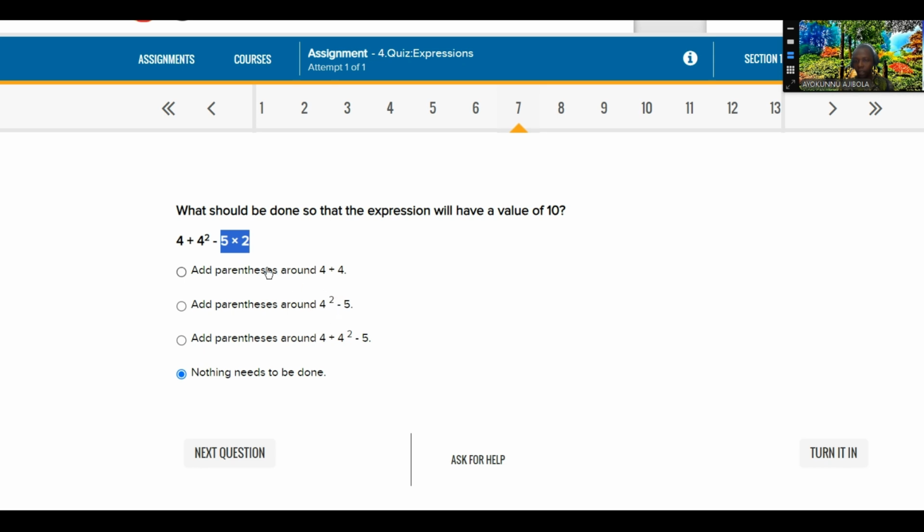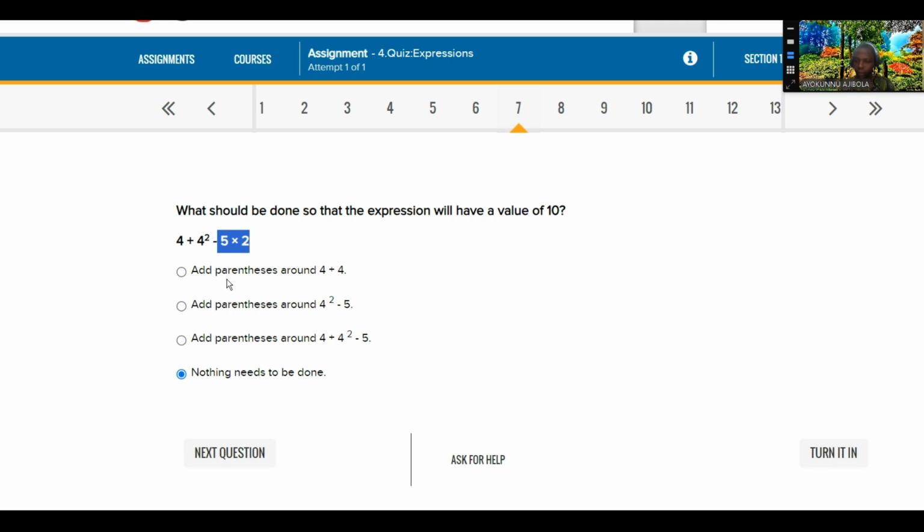It should have been to put parentheses between 5 and 2, around the 5 and the 2, because if you say 16 plus 4 is 20, and 20 minus 10 is 10, okay? Is that clear?